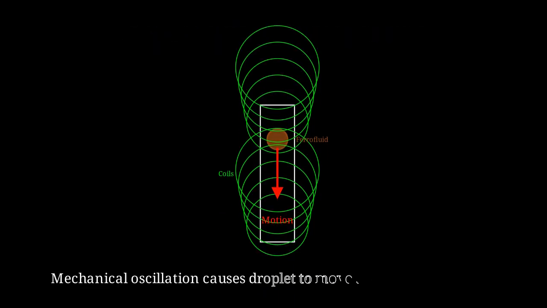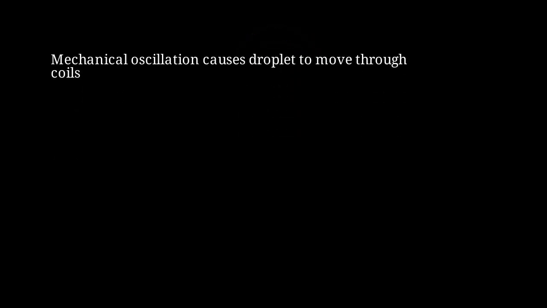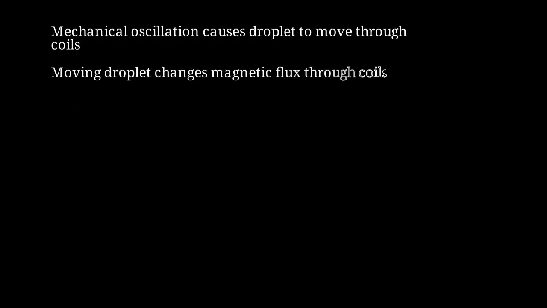When the device experiences mechanical oscillations, perhaps from vibrations or human motion, the ferrofluid droplet moves up and down through the coils. As the magnetized droplet moves, it changes the magnetic flux threading through the coil windings. The average power harvested is given by 1 over T times the integral from 0 to T of V squared of t divided by RL dt, where V is the induced voltage and RL is the load resistance.